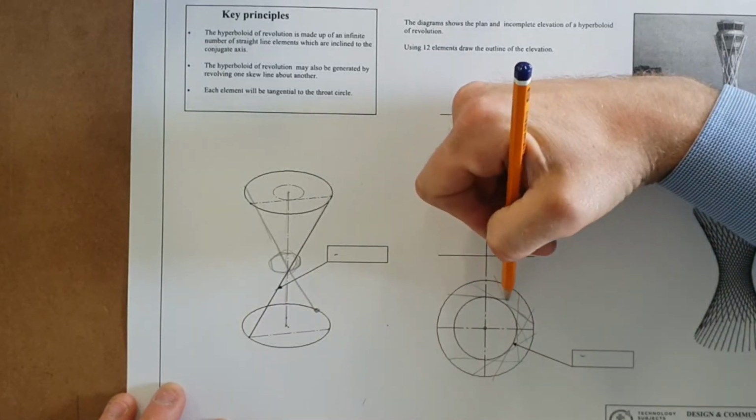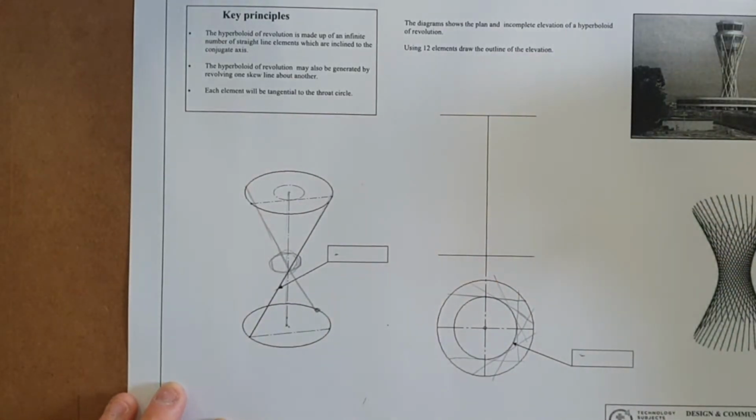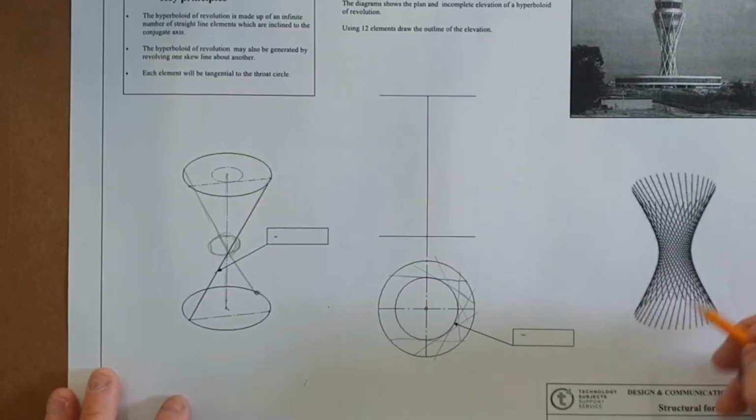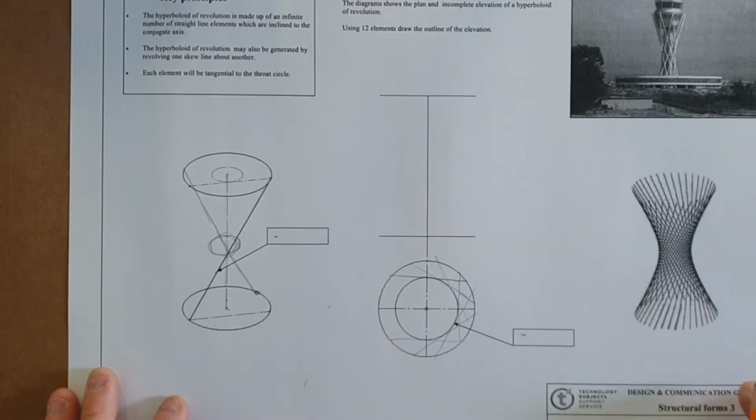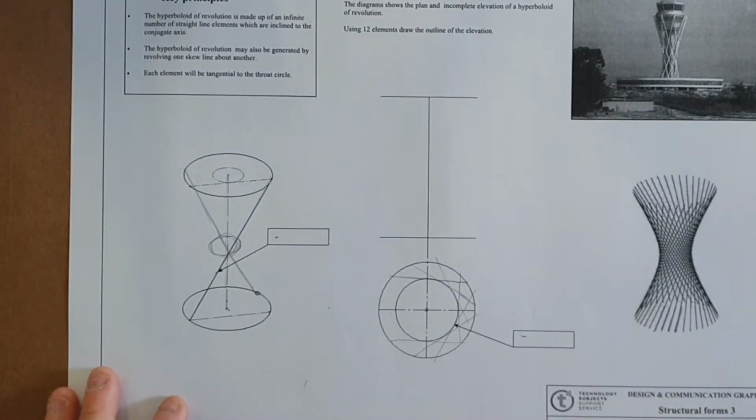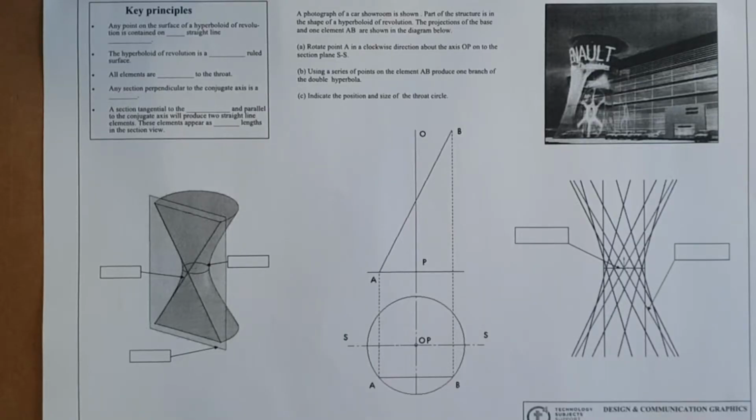And is it 12 in one direction or in each direction? I think they're all omnidirectional, they're all running just the same way. So a bit more practice for you there on sheet 3.